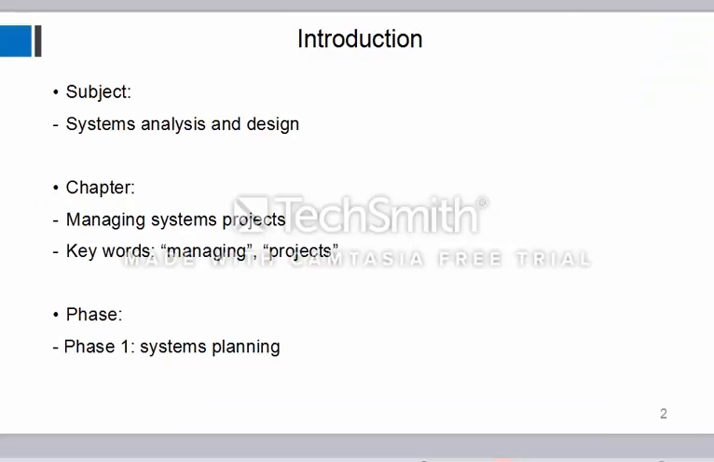Firstly, systems analysis and design is a step-by-step process for developing high-quality information systems. Information systems refers to a combination of technology, people, and data to perform certain business functions. So, the process of creating successful information systems is called systems analysis and design.